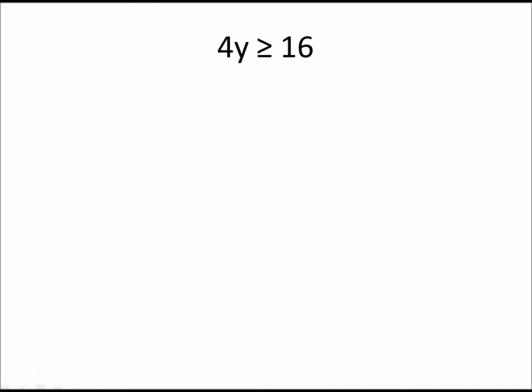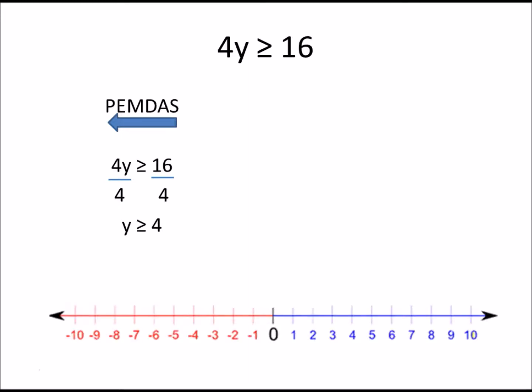We have 4y is greater than or equal to 16. So using PEMDAS, I don't have any addition or subtraction in this case, but I do have a multiplication because it's 4 times y. So the opposite of 4 times y is to divide. So we're going to divide by 4 on both sides. So y is greater than or equal to 4. So on the number line, 4 is the solution, and y is greater than or equal to, so we're going towards the right side.